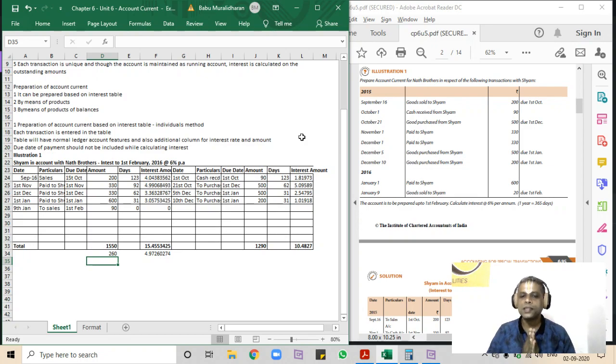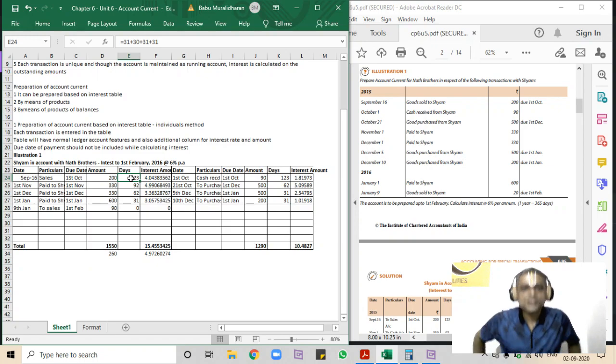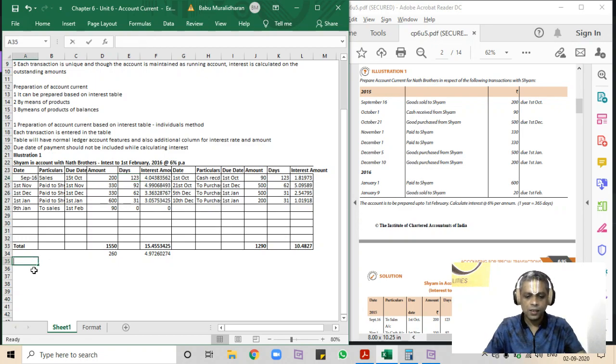Students, hope this is clear. Interest has to be calculated on the payments received, the goods sold or purchases made, and the payments to be paid, based on the due date and up to the date. Suppose we are preparing it on 2nd February, we have to add one more day. And then interest will be calculated accordingly. Also, the interest has to be calculated from the due date only. Due date has to be included.